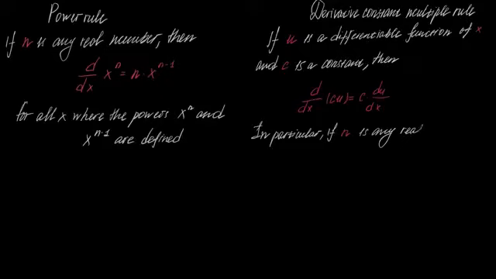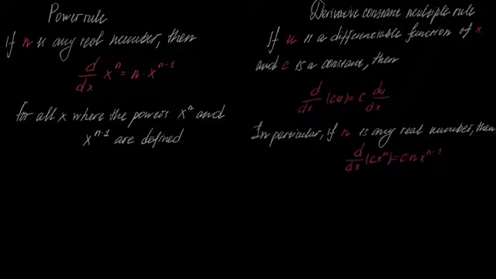Derivative constant multiple rule. If u is a differentiable function of x and c is a constant, then the derivative of c times u with respect to x equals c times the derivative of u with respect to x. In particular, if n is any real number, then the derivative of c times x to the n with respect to x equals c times n times x to the n minus 1.